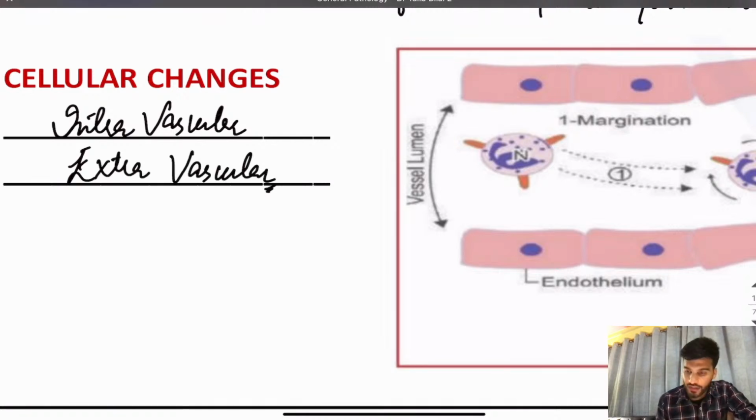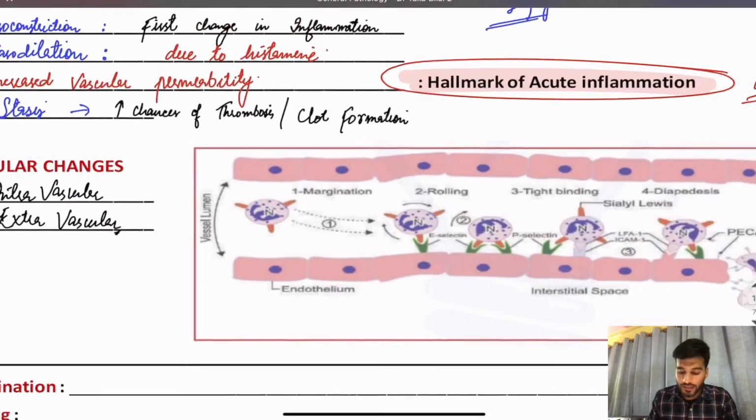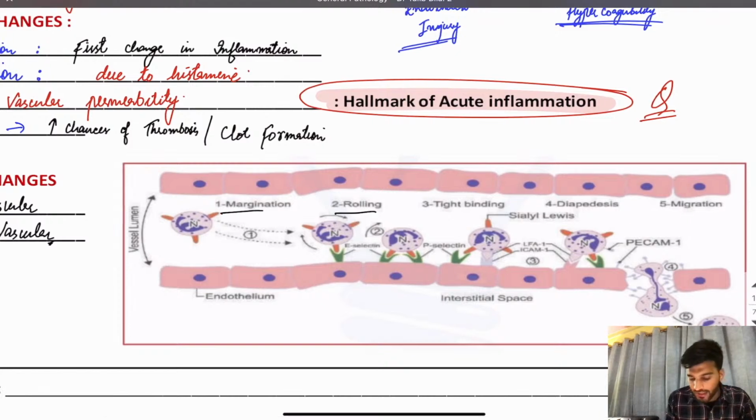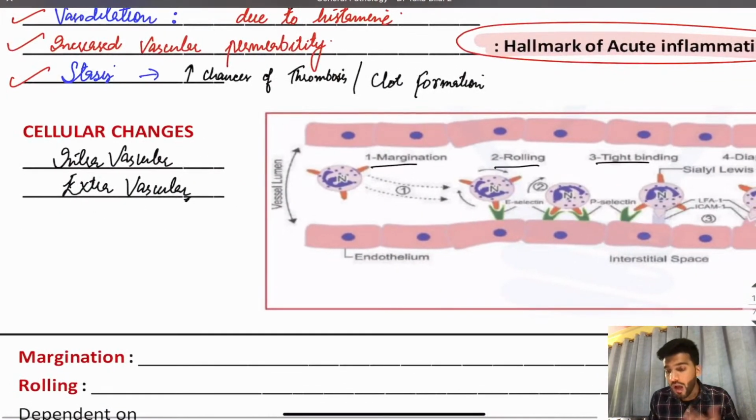What are the cellular changes? Now what will happen to this cell inside a vessel and outside the vessel? See, guys, all these events: margination, rolling, tight binding, and half of diapedesis, occur inside the vessel lumen. Then further the migration outside the lumen. So we have intravascular and extravascular.